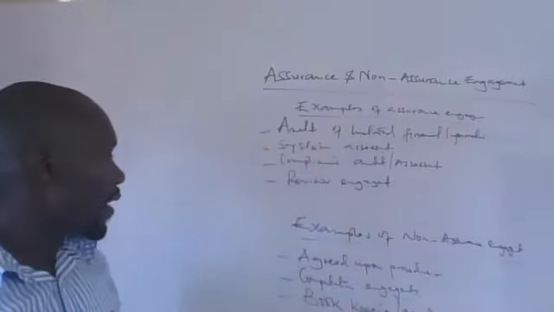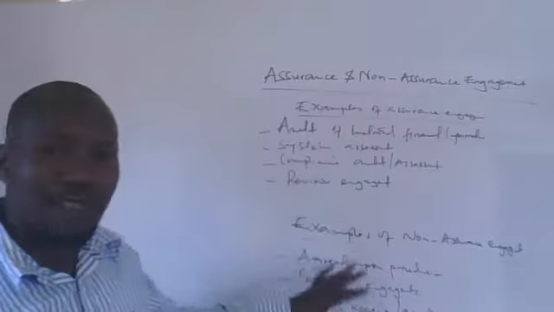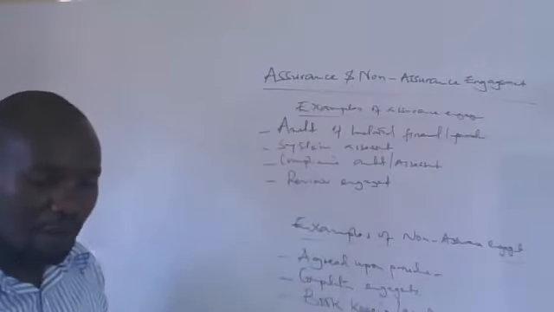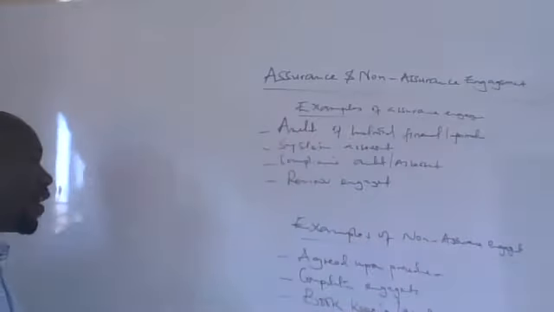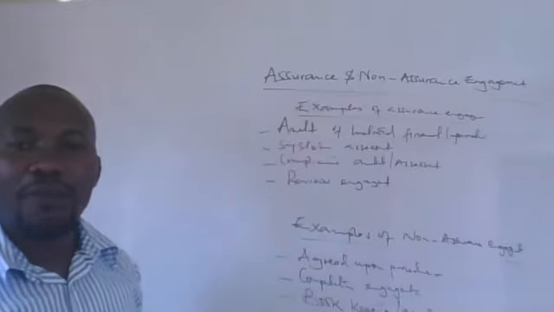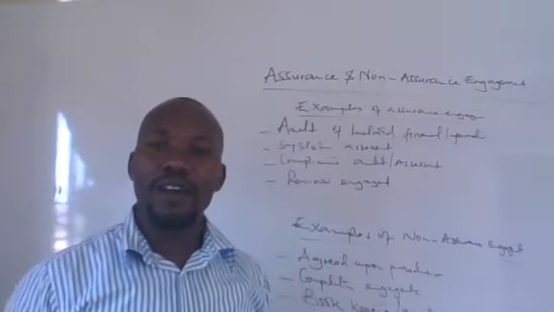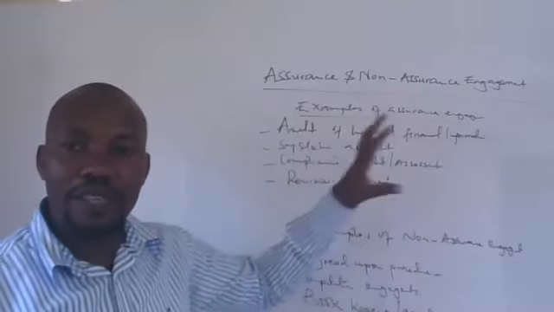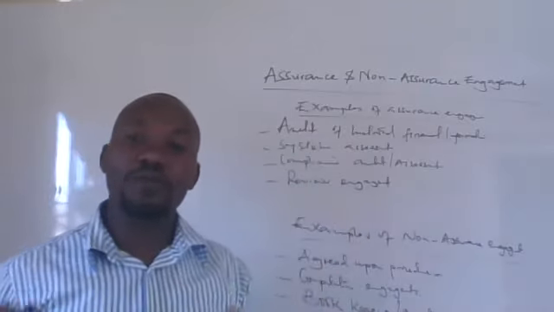So in the exam, they might ask you to explain any of these, or they can ask you to state a few examples of non-assurance engagement. Then you can state these ones. So agreed upon procedure, this is basically where the client agrees with the auditor or the practitioner that we are going to make this report in this way. So there's a manner it is expected to be prepared.